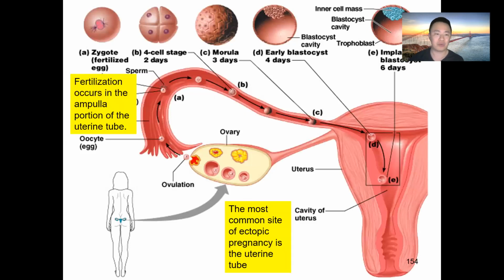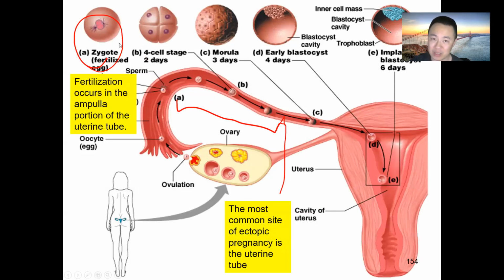So as you can see here, fertilization happens in the ampulla of the fallopian tube, not in the ovaries. And again, as you can see here, the most common site of ectopic pregnancy is inside that uterine tube. Now, here is the first stage. Right as soon as the sperm and the egg meet and they fertilize, we get a zygote. That is the technical term for a fertilized egg.